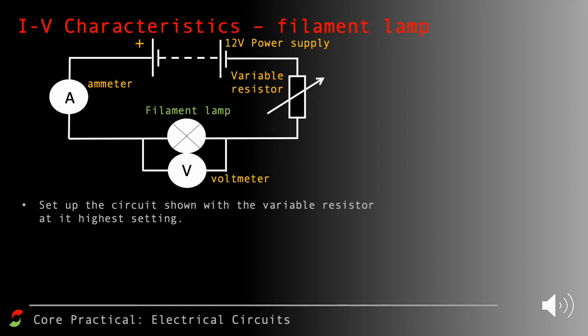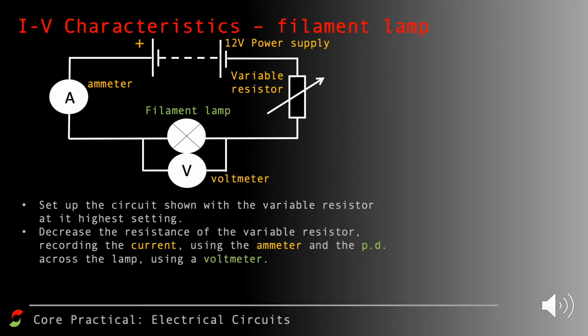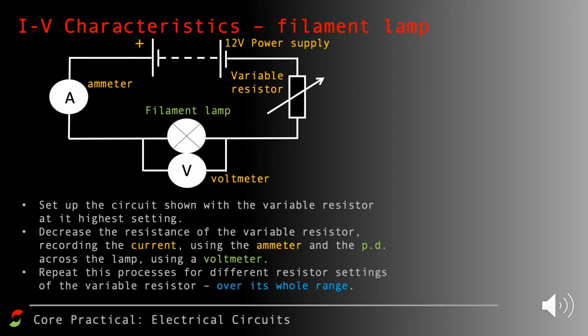So if you're ever writing about these things, set up the circuit, and you're going to set up the variable resistor so that it's at its lowest setting. And what we're going to do then is record the current, using the ammeter, and the potential difference, using a voltmeter, always state those things. And we're going to vary the position of the variable resistor across its whole range, recording a whole range of values of current and potential difference.